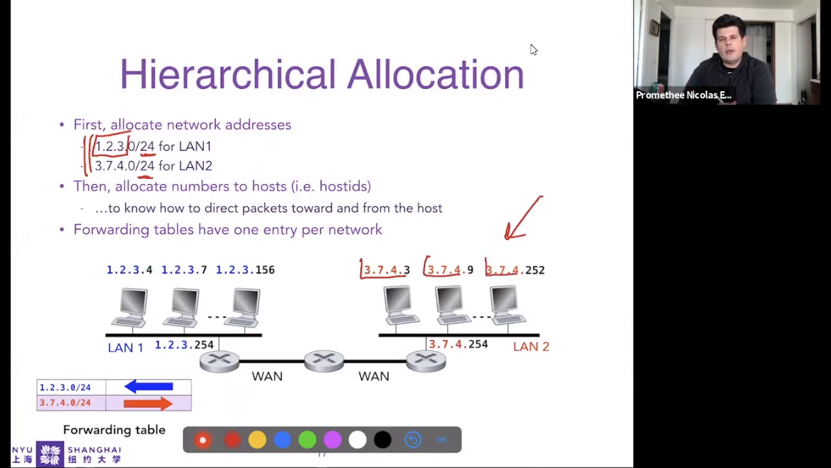And any hosts that belong here should share that prefix, and that prefix cannot be used anywhere else. The same goes on the left, on the right. So as you may see here, you have that prefix, and any host that belongs to those networks can only share this prefix. Which means that now if I look at the table, I only need one entry per network.